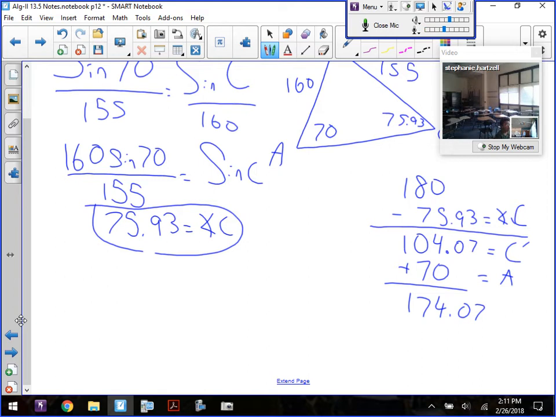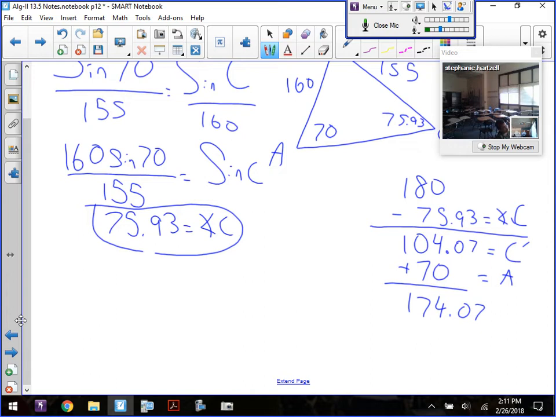Yeah. So what you're doing here is you're always going to check the supplement of the first angle you're forced to find, add it to the original angle to see if there's enough degrees to make it work. If not, you know there's no two triangles. If so, we just solve two separate problems.